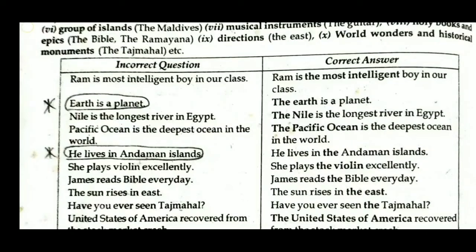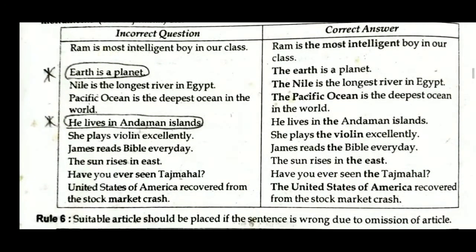Earth is a planet. What is the error? The Earth. Whenever you have a unique object, the sun, the moon, the Earth, you have to write the before it. The Earth is a planet. Nile is the longest river in Egypt. The Nile is the longest river in Egypt. How? Before rivers we have to use the.